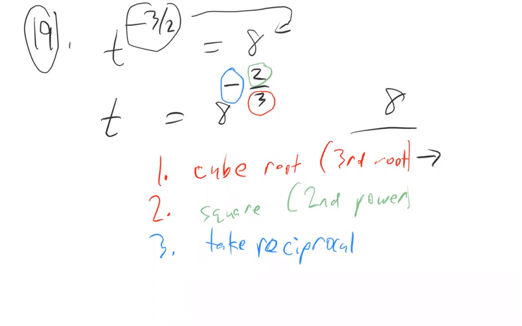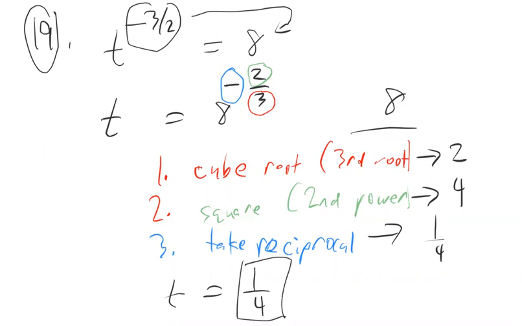The cube root of 8 is 2. Now I'm going to square the 2. That'll be 4. Now I'm going to take the reciprocal of 4, which is 1/4. So the answer is t equals 1/4.